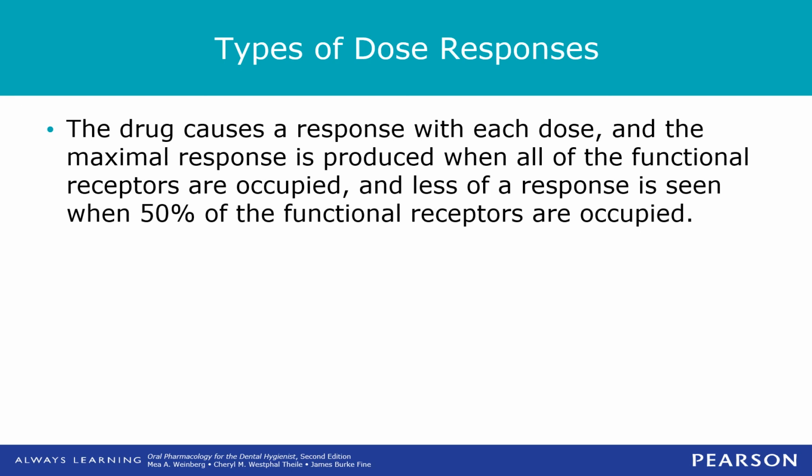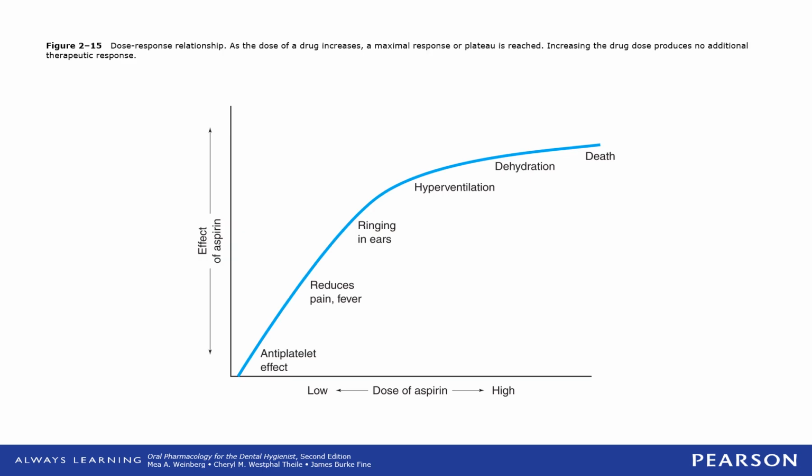Types of dose responses. The drug causes a response with each dose, and the maximal response is produced when all the functional receptors are occupied, and less of a response is seen when 50% of the functional receptors are occupied. Figure 215 shows a diagram of the dose-response relationship. As the dose of a drug increases, the maximal response or plateau is reached. Increasing the drug dose produces no additional therapeutic response. It's more of a flat line and could lead to death.